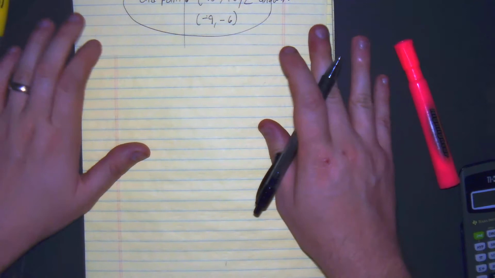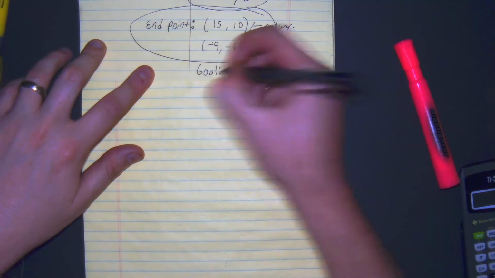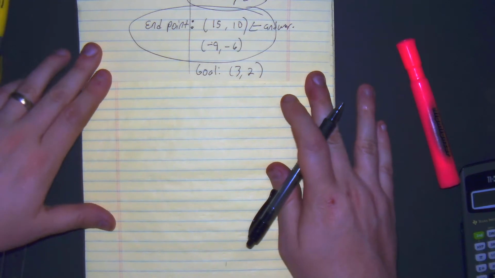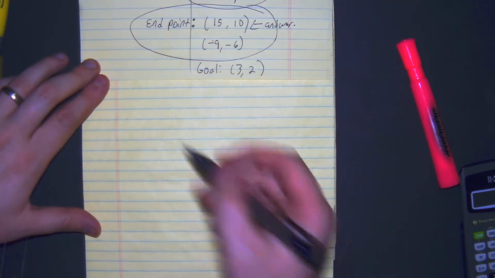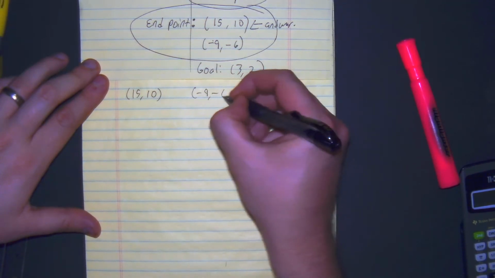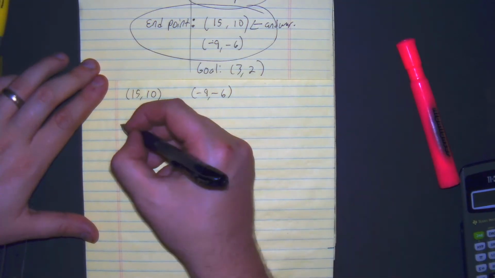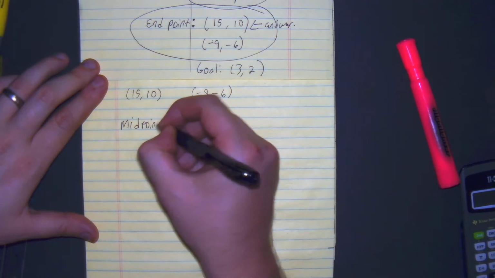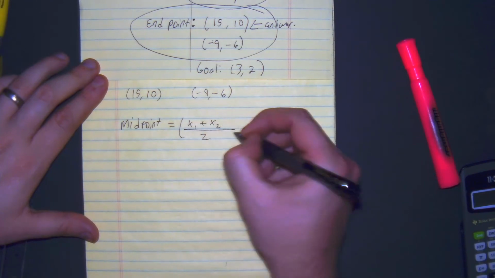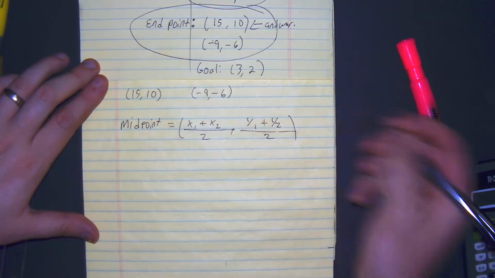So how do you check your work? We have our 2 endpoints. Our goal to see if we got our answer right would be to land at 3, 2. So we have 15, 10, then we have negative 9, negative 6. The first thing you should always do when you see midpoint is write the formula. Midpoint is equal to x1 plus x2 divided by 2, y1 plus y2 divided by 2.